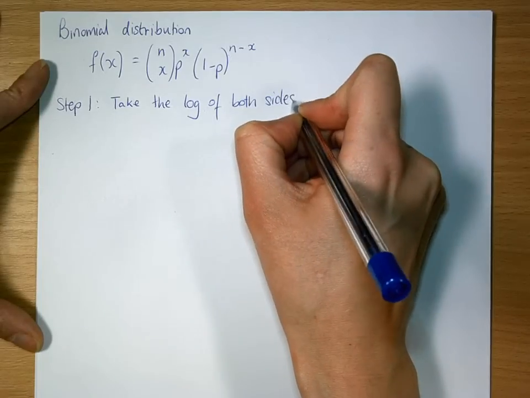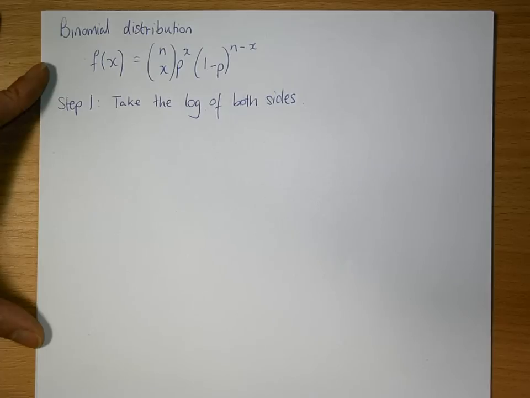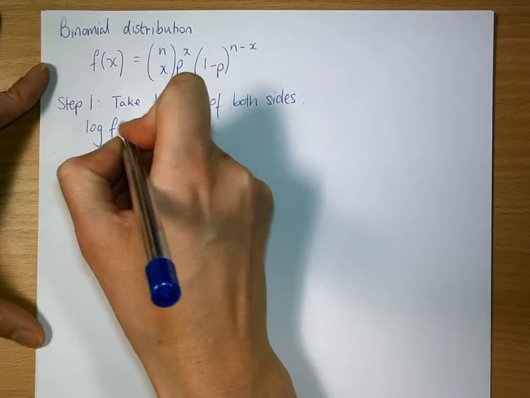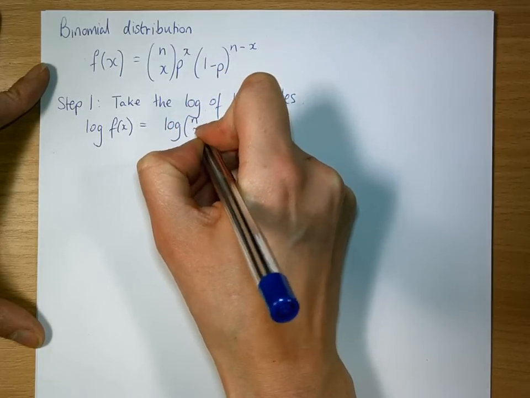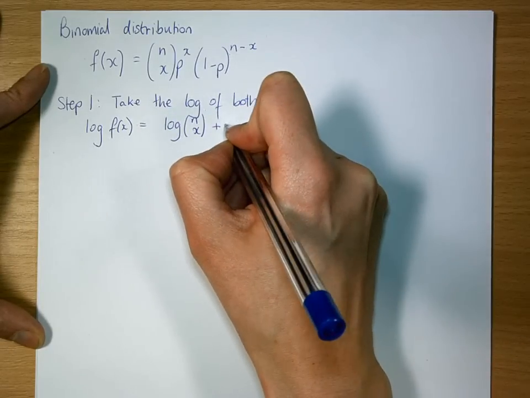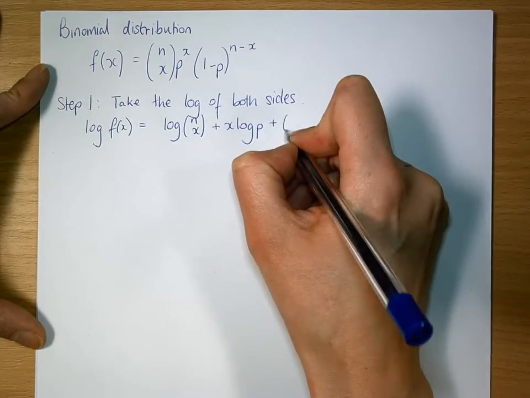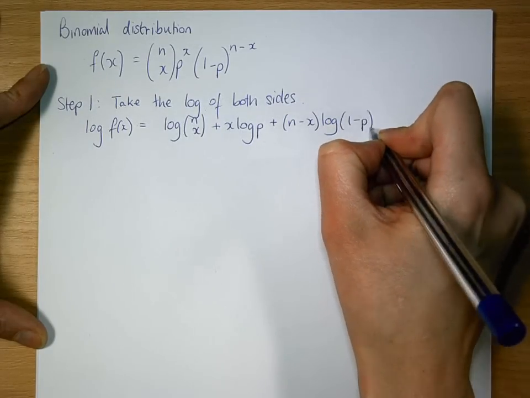So you need to remember that although this can seem to be quite a simple procedure, it's to your advantage to do this the same way every single time. So taking the log of both sides, we get log of f of x equals log of n choose x, that's a bit horrible, we're hoping not to have to deal with that, plus x log of p plus n minus x log of 1 minus p.